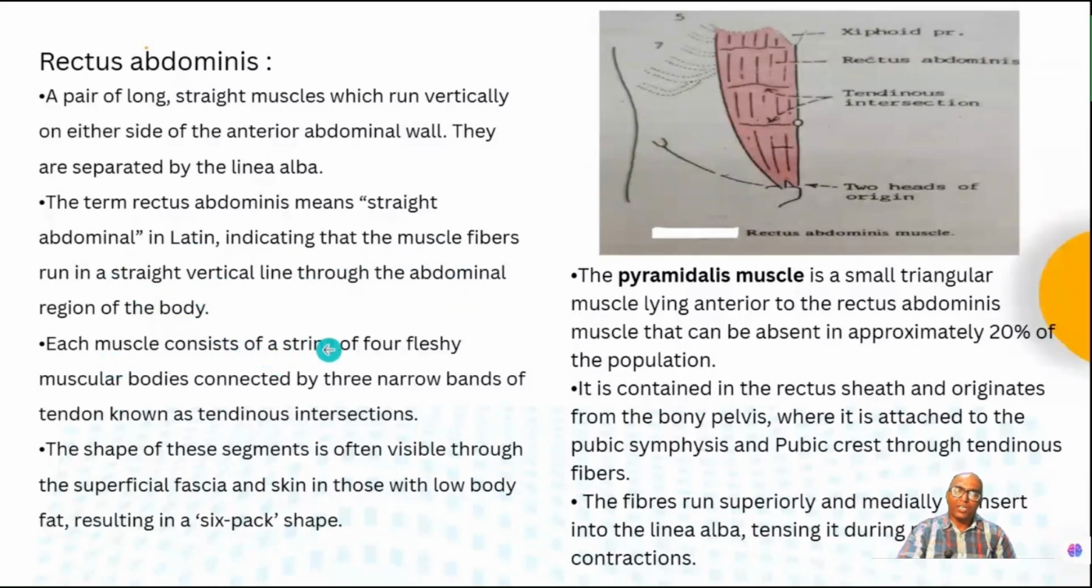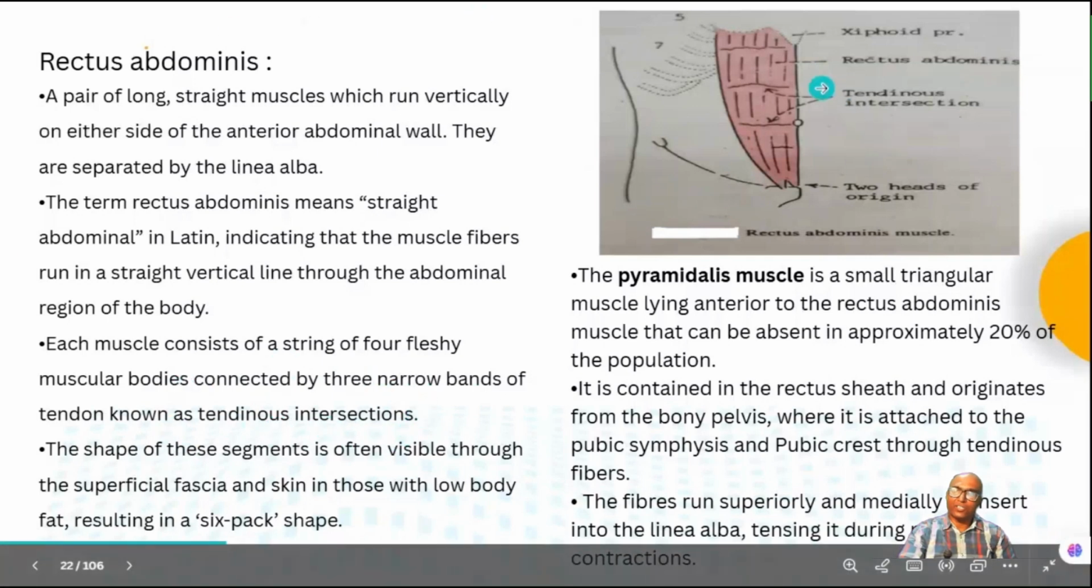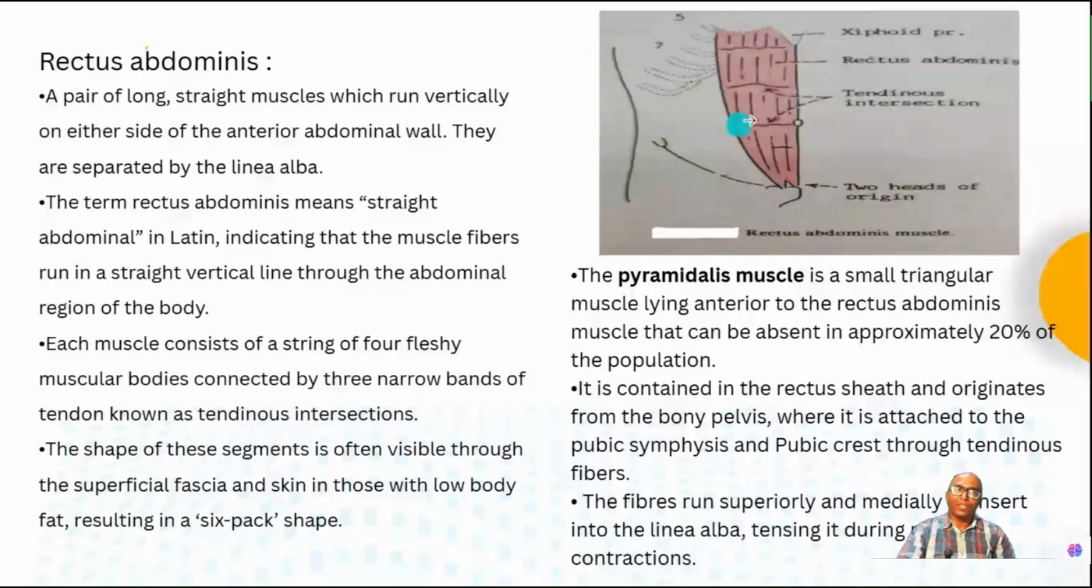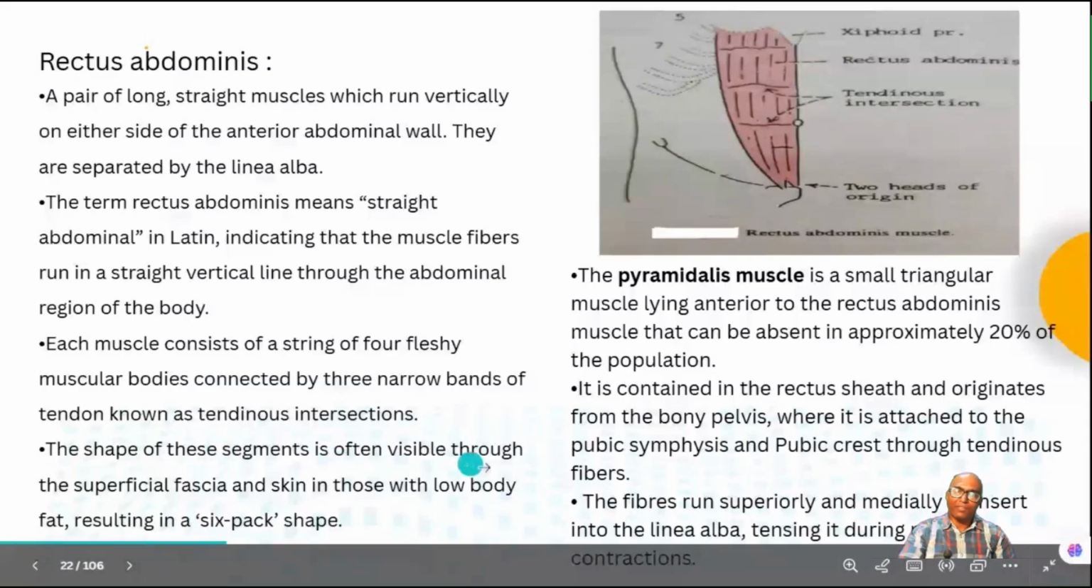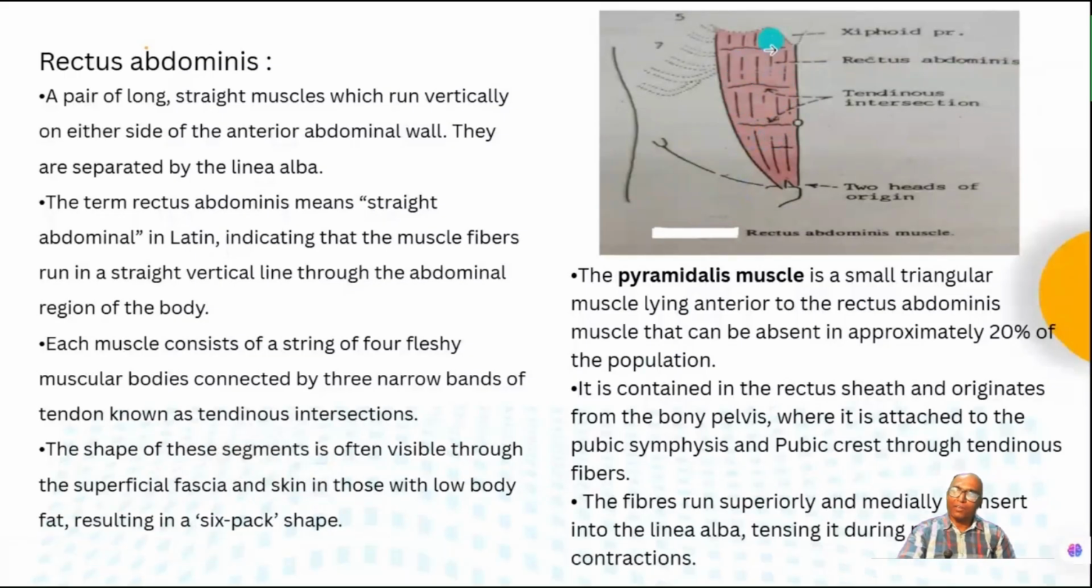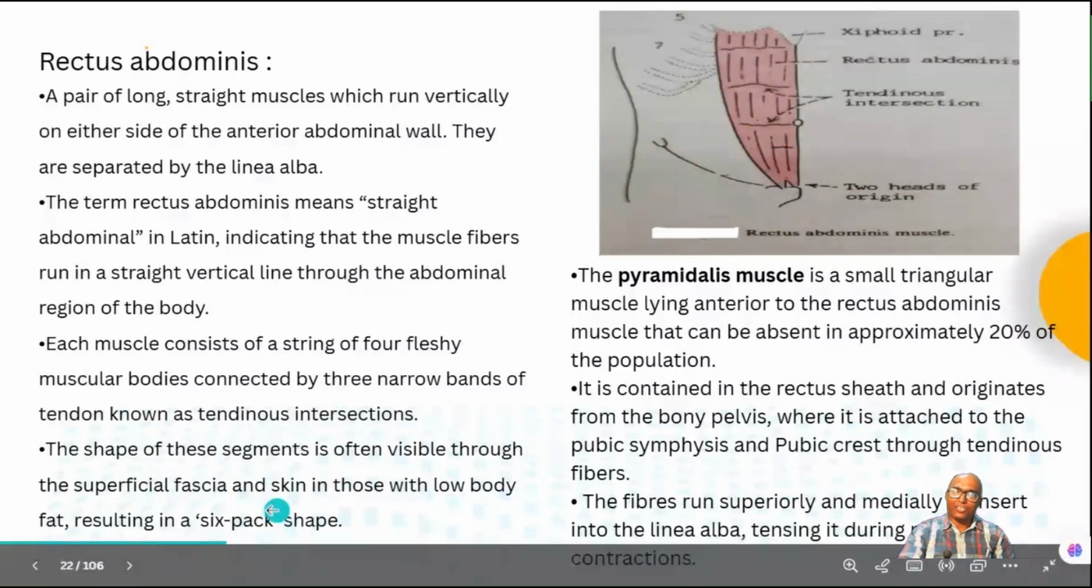Each muscle consists of a string of four fleshy muscular bodies connected by three narrow bands of tendons known as tendinous intersections. Okay, so these are the tendinous intersections. The shape of these segments is often visible through the superficial fascia and the skin in those with low body fat, resulting in the six-pack shape. So because of these tendinous intersections, we get this six-pack shape in people who have less abdominal fat.